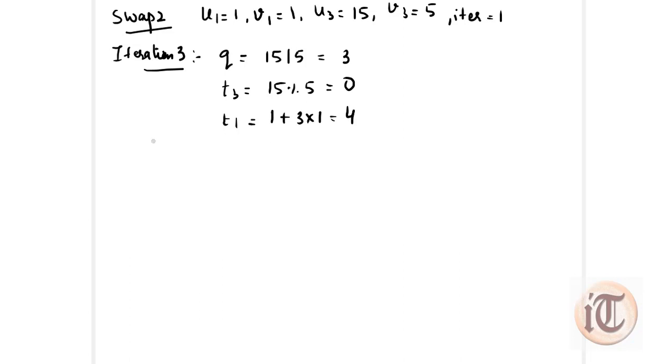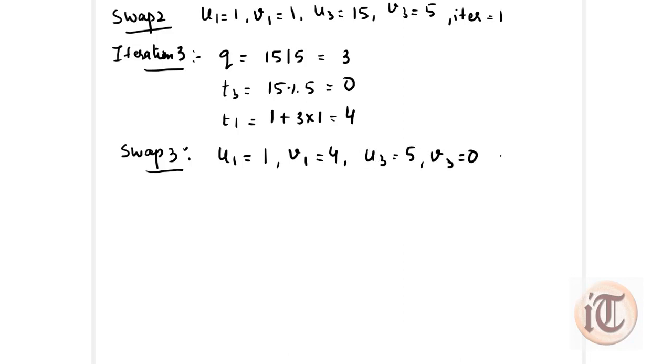Now again we have to swap. So what is swap 3? Swap 3 gives u1 equals 1, v1 equals 4, u3 becomes 5, v3 equals 0, and the iteration value will become minus 1. Now again we have to check the while condition, that v3 is not equal to 0. So here v3 equals 0.